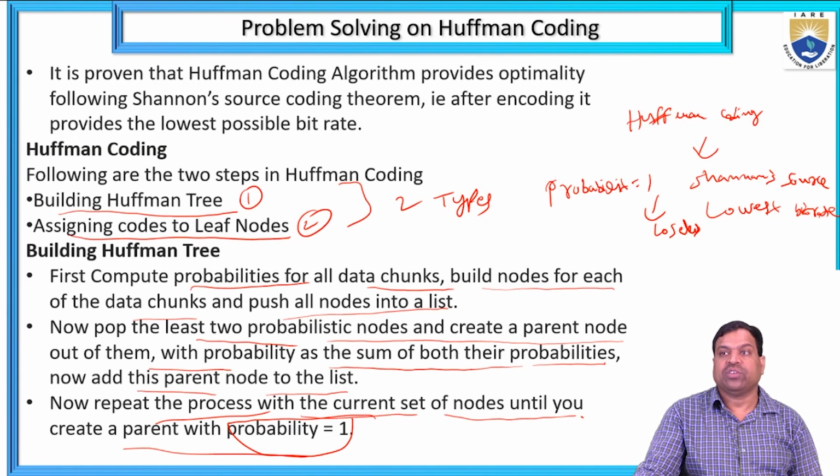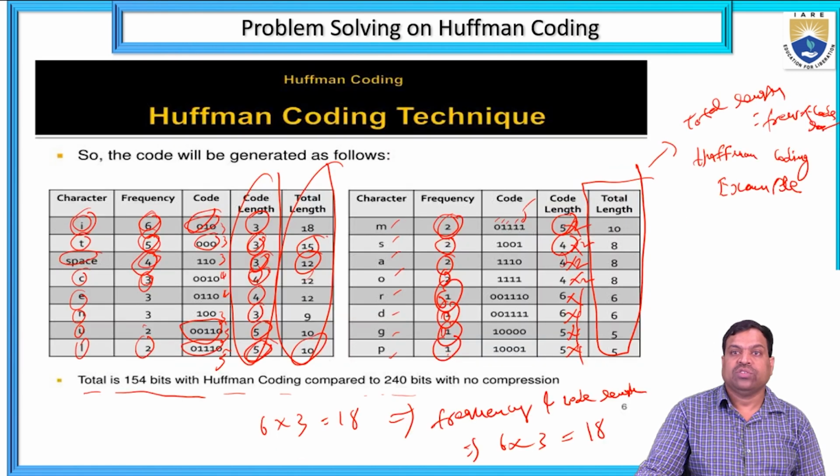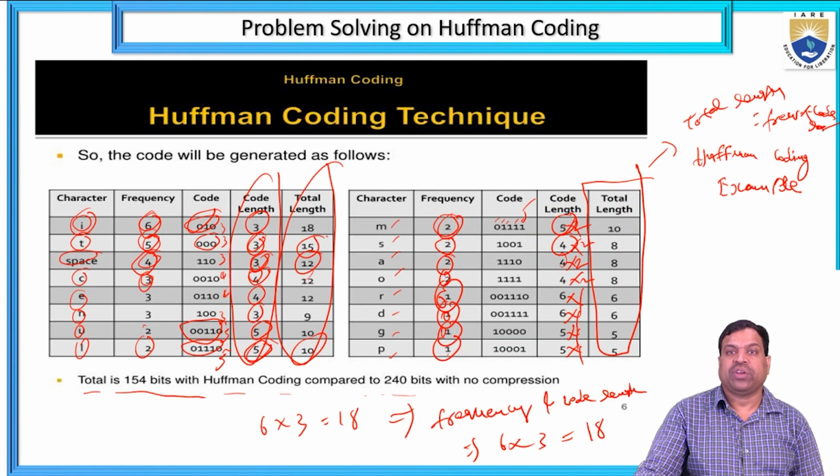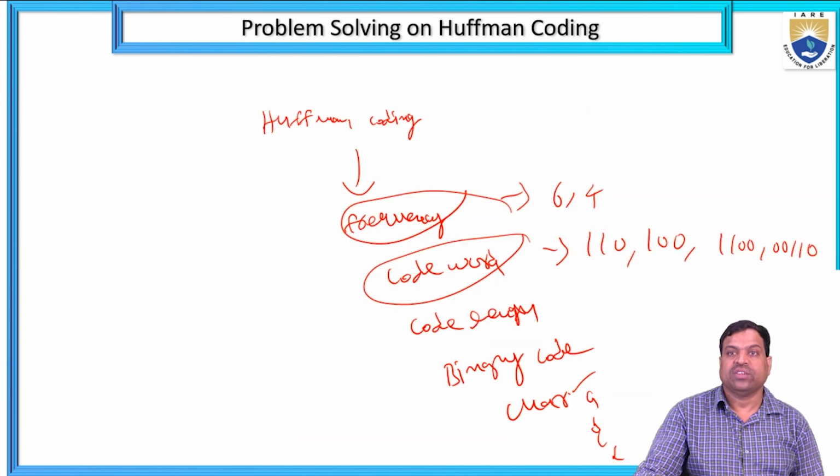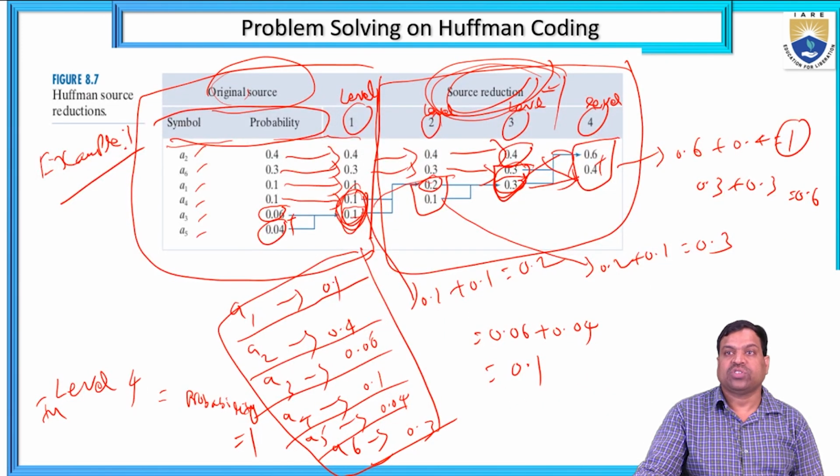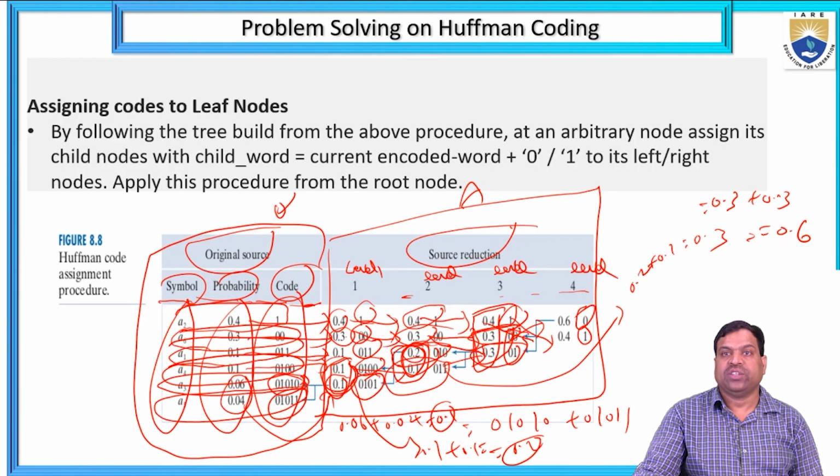Huffman coding has the following two steps: building the Huffman tree and assigning codes to leaf nodes. Each Huffman code has a character, frequency, code length, and the total length, with the original source and the source reduction. It has a symbol and a probability, and level 1, level 2, level 3, and level 4. So it is assigning codes to the leaf nodes.